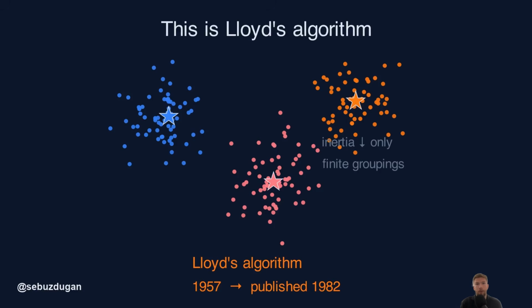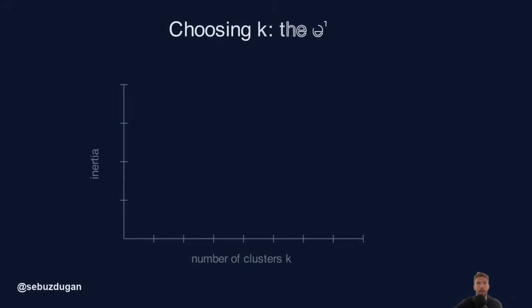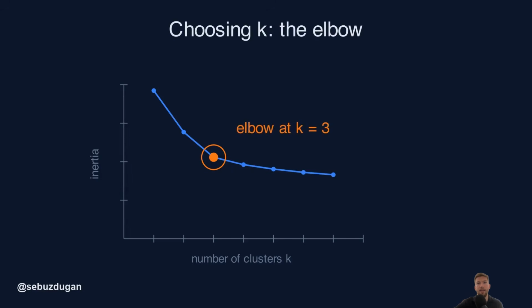But hang on, you chose 3. How do you know that 3 was right? The classic trick is the elbow method. Run K-means for every value of K and plot the final inertia for all. The curve drops steeply, then suddenly bends and flattens out. That bend, the elbow, sits right at 3, telling you extra clusters stop helping.